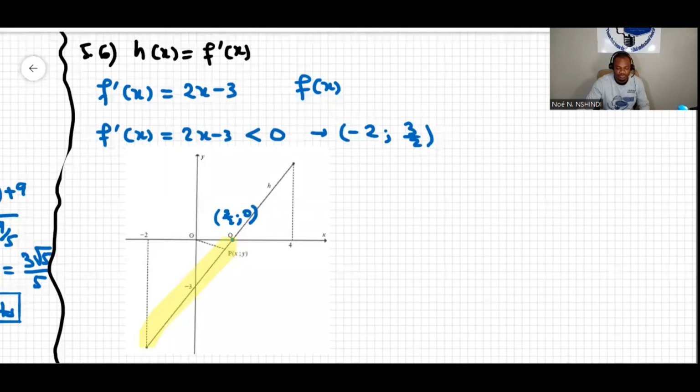Or else we can also work out the second derivative. The second derivative of f of x will be 2. 2 is more than 0. So because the second derivative of f of x is equal to 2, which is positive, therefore f has a local minimum. Thank you.